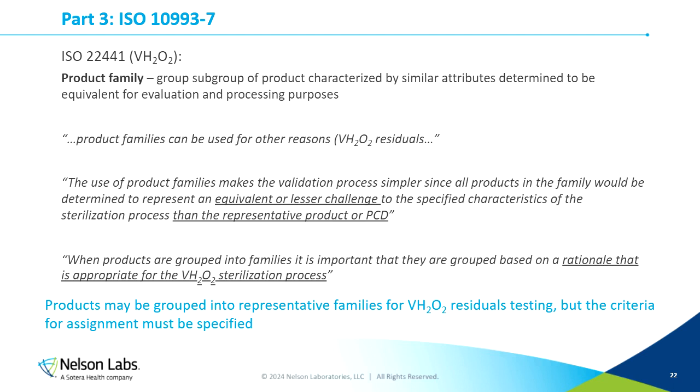The vaporized hydrogen peroxide standard does state that product families can be used for residuals testing. You just need to ensure that the other products within the family present an equivalent or lesser challenge than the representative process challenge or residues challenge device, and make sure that you document some sort of a rationale. So this is a good way to minimize the testing burden.